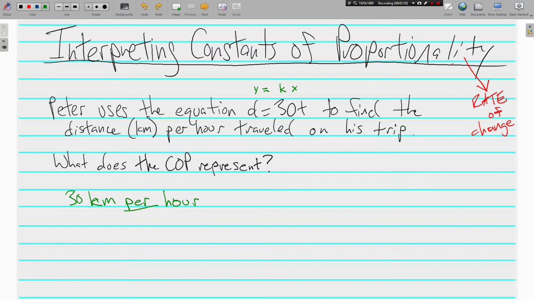That's what it represents. The time, our number of hours, times our rate, which is 30, will tell us our distance. 30 times t gives us d. That's really pretty much it. The 30 is a rate, 30 kilometers per hour. Let's look at this on a graph.